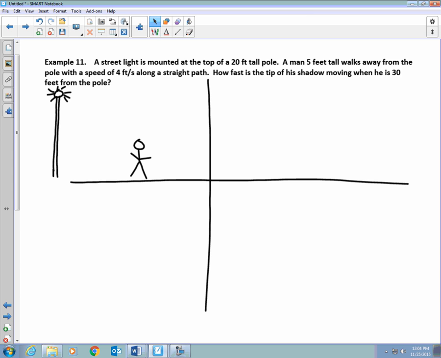Like his shadow. I don't know. What? Oh, because the flagpole's crooked? Okay.